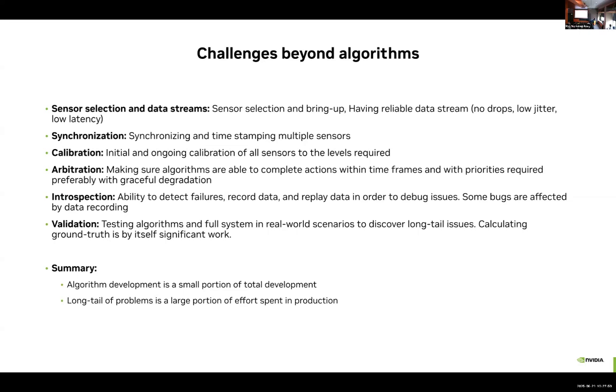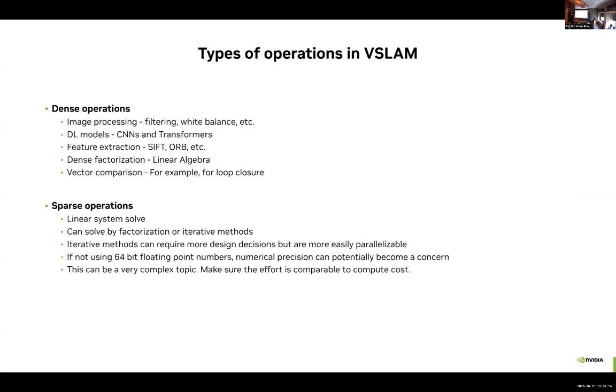So oftentimes you also need to run a lot of on-device testing. Algorithm development is a small portion of the total development time. And the long tail of problems is typically where a lot of your effort is spent. If you look at most teams, let's say in a SLAM team, you have 2-3 algorithm developers, and then there's a supporting 7-person team that actually does everything else on top of it.